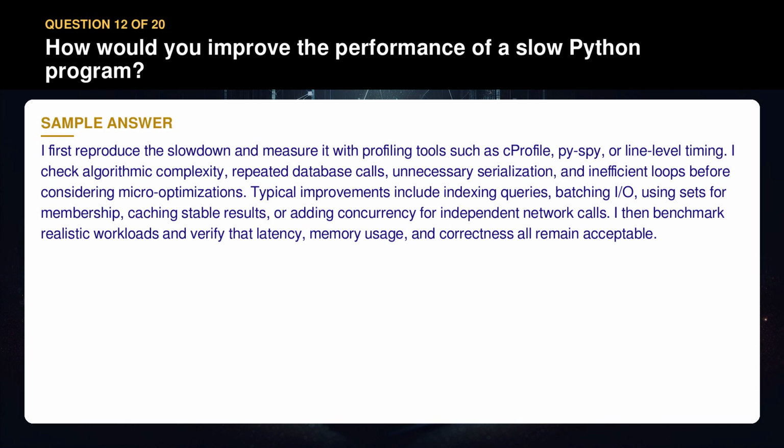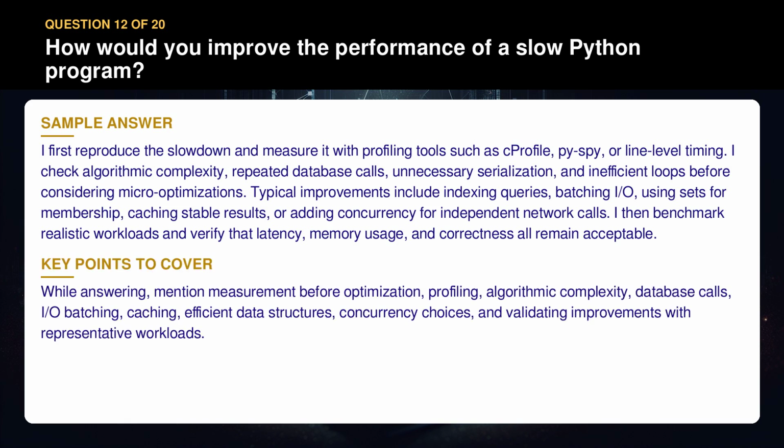Typical improvements include indexing queries, batching I/O, using sets for membership, caching stable results, or adding concurrency for independent network calls. I then benchmark realistic workloads and verify that latency, memory usage, and correctness all remain acceptable. While answering, mention measurement before optimization, profiling, algorithmic complexity, database calls, I/O batching, caching, efficient data structures, concurrency choices, and validating improvements with representative workloads.